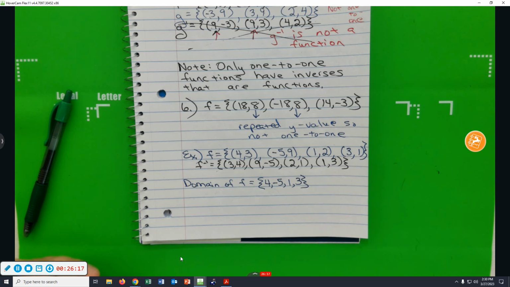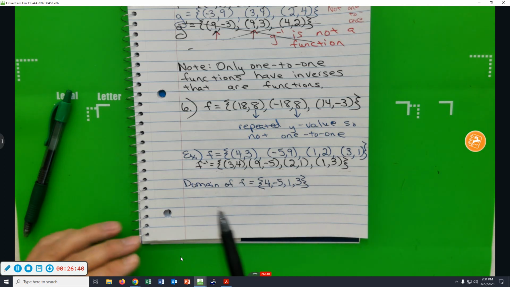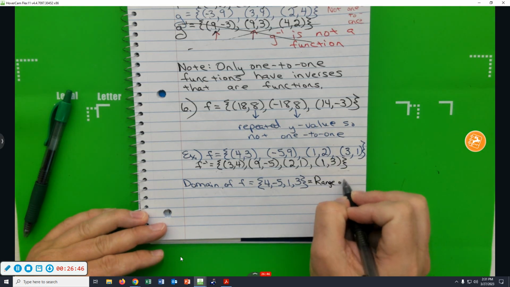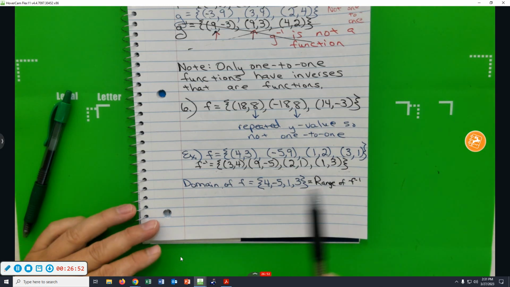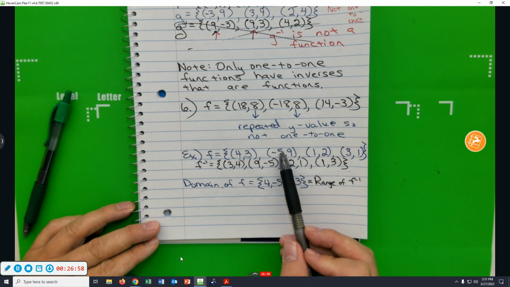Those numbers were x's in the original function. What do they become in the new function? Those x values become what? Okay, wait a minute. What happens to 4, negative 5, 1, and 3? Where do you see them in the new function? Through the y's, that's the range. So the domain of the original function is equal to the range of f inverse. And that should make sense. The x's in the original become y's in the new function.